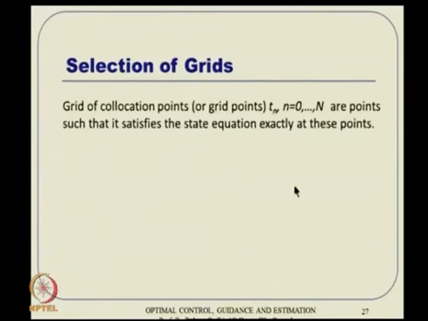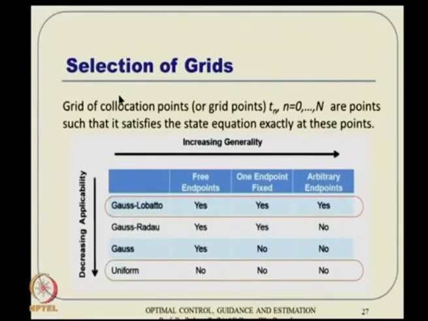Alright, so selection of grid points, there is something called collocation points also. They are the points such that the state equation is satisfied exactly at these points actually. So they are called collocation points, or simply called grid points actually. And there are ideas like, what kind of grid points you want to select, because uniform grid points are no more good actually for this kind of thing. If you select uniform points, then if you have free endpoints, one fixed endpoint, arbitrary endpoints, none of the boundary conditions will get satisfied there actually. But slowly you can see Gauss collocation points or Gauss-Radau or Gauss-Lobatto, like that. Those are available in literature now.